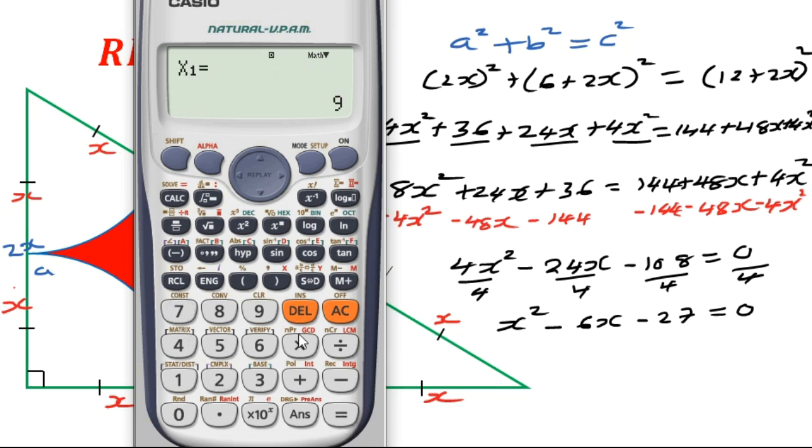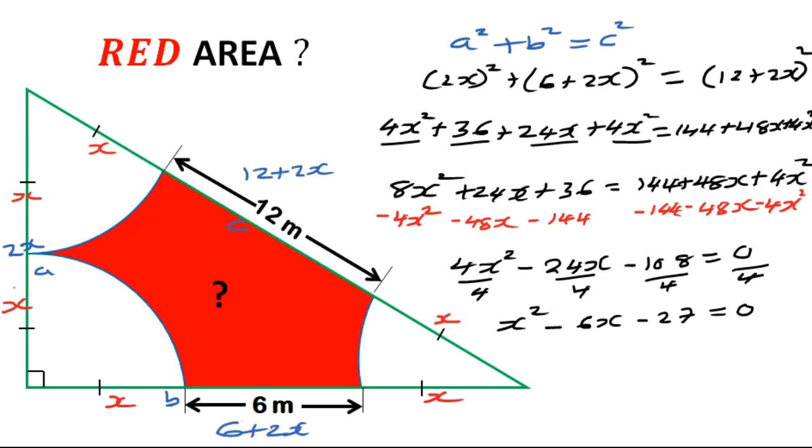So what is the first value of x? You can see x is 9. So we found x is 9 and negative 3. We are dealing with the value of x, which is positive because x is a length. So we are going to take x as 9. We found x is equal to 9.